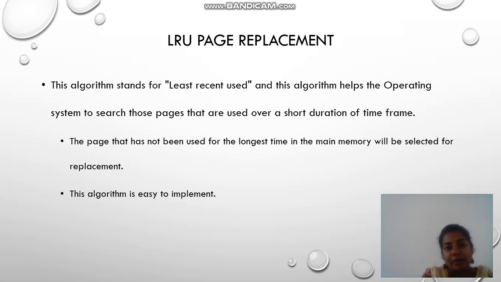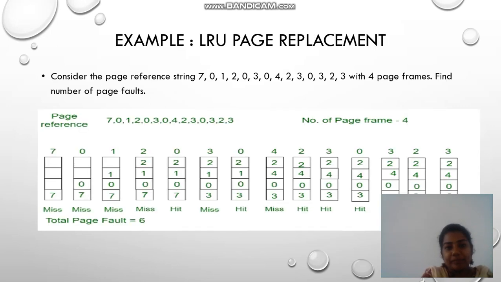In this lecture, we are going to concentrate deeply on the least recently used page replacement algorithm. This algorithm helps the operating system search for pages that have not been used over a long time frame. The page that has not been used for the longest time has to be replaced with the newly arrived page. This algorithm is very easy to implement.